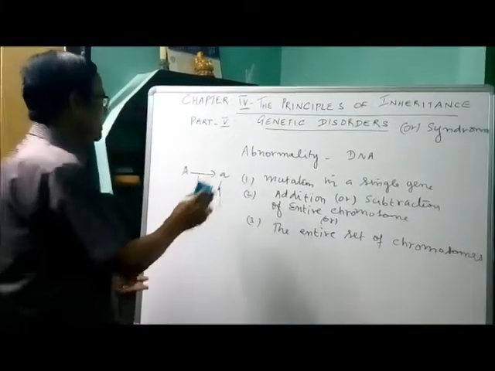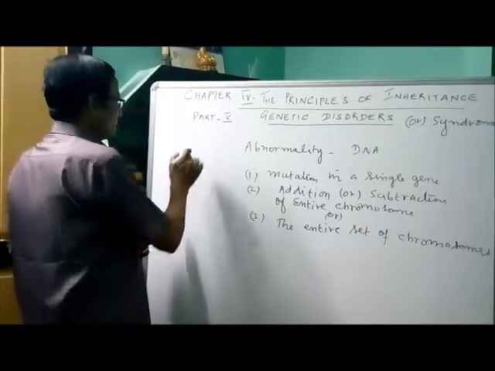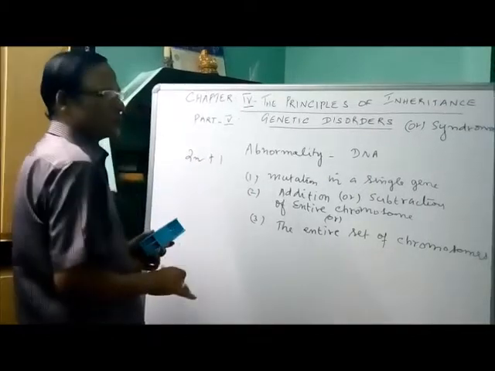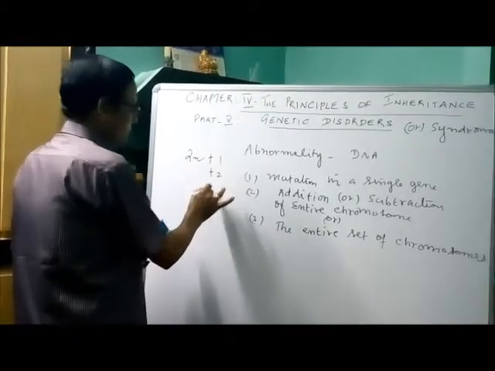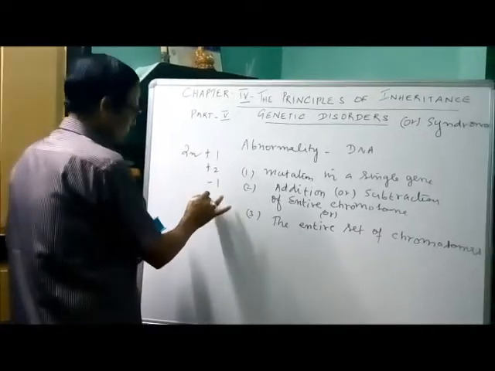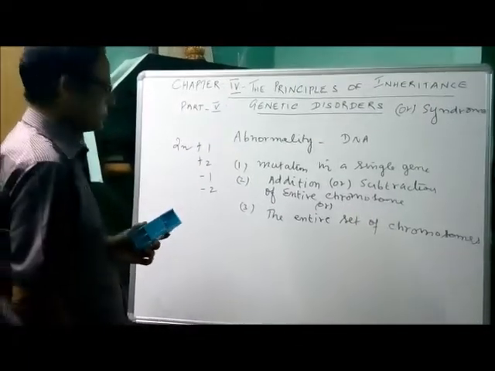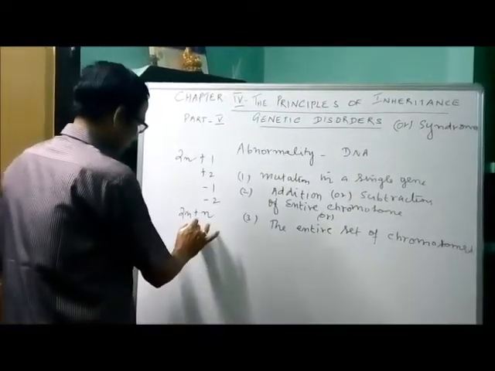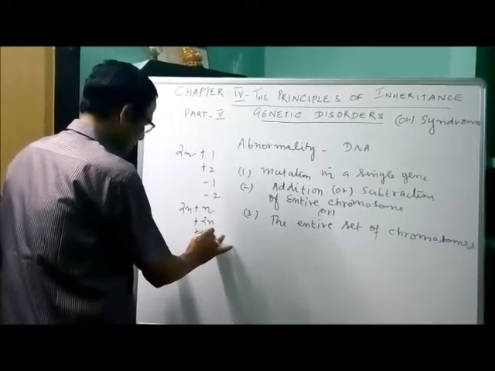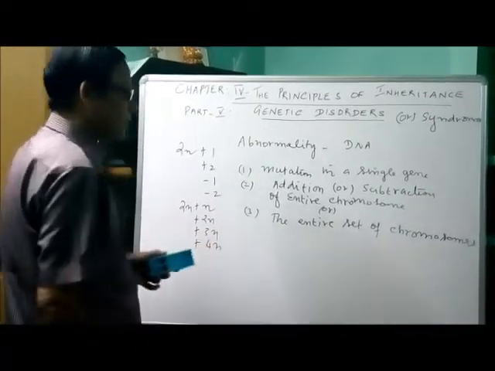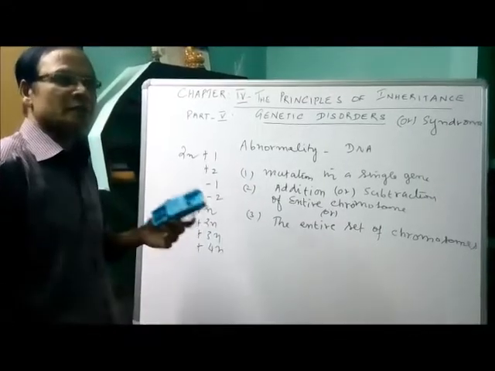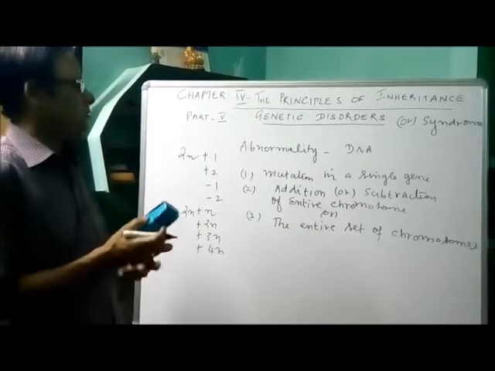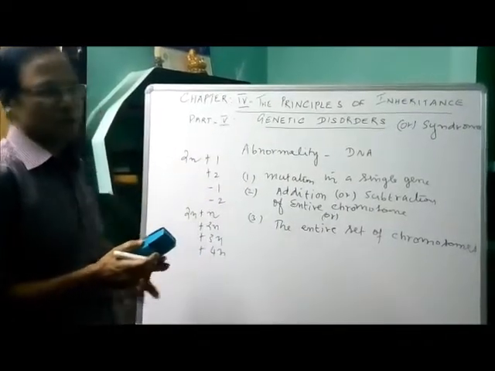Addition or subtraction of entire set of chromosomes. For example, if you have 2N, we have addition of one chromosome or two chromosomes, or removal of one chromosome or removal of two chromosomes at the maximum, or the addition of entire set of chromosomes like N, 2N, 3N, 4N. So the total number of chromosomes is altered. These are all the various causes for the development of genetic disorders.